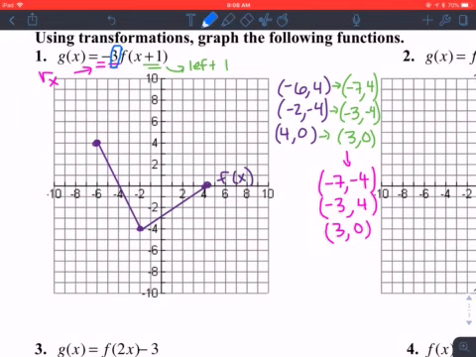Okay, and then our last transformation would be this 3. So that's going to be vertical since it's on the outside of the function, it's not inside. And it's a number greater than 1, so it's a vertical stretch. Notice even though it was a negative 3, the negative does a reflection. The 3 itself is what's doing the stretch. So we're going to vertically stretch by a factor of 3, meaning I'm going to take these y values and multiply them by 3.